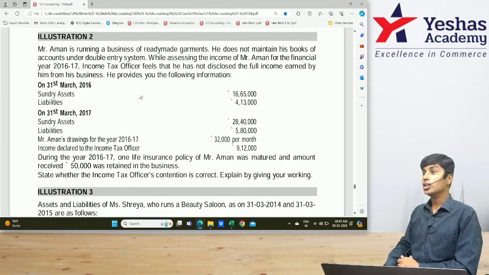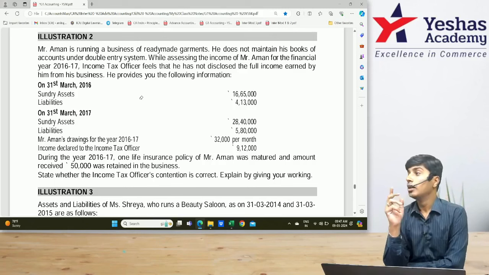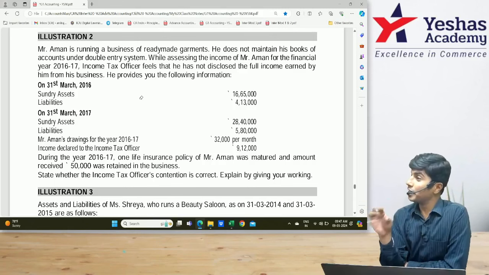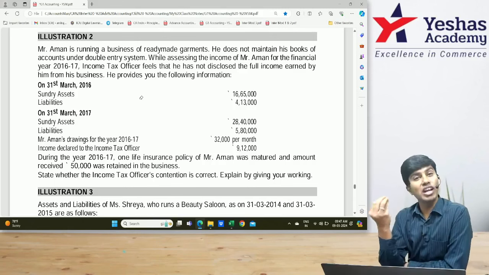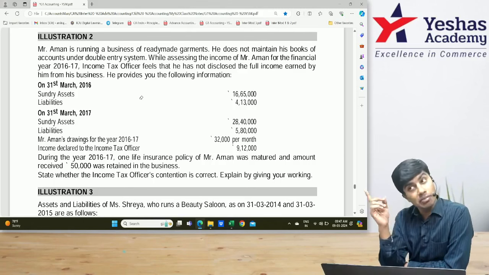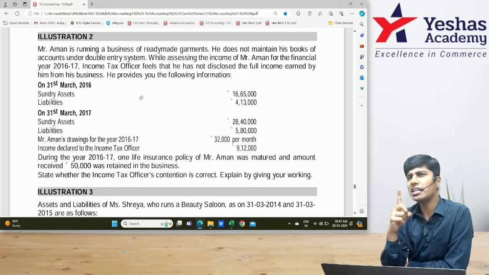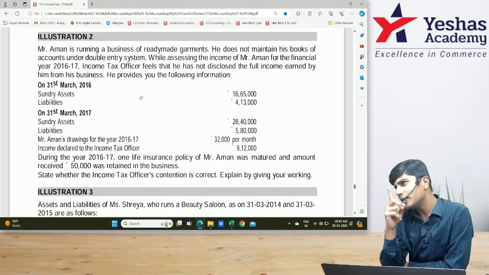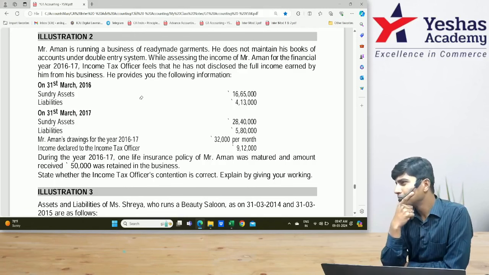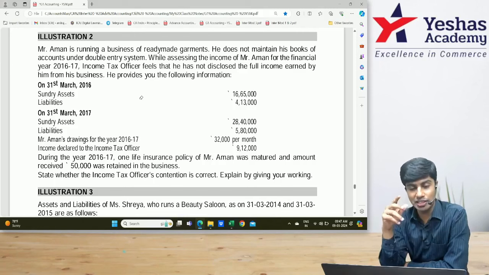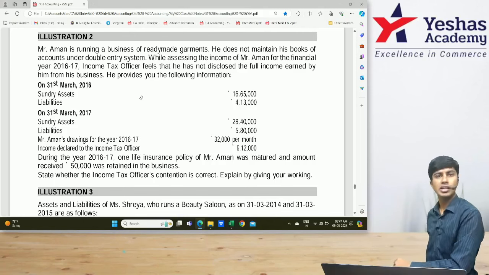So who has the doubt here? See, Mr. Aman has prepared his books of accounts. Mr. Aman has filed his income tax return. Income tax officer thinks that Mr. Aman has not disclosed full income. Who has the doubt here? Now, what is the income tax officer doing? He's provided the information that he has.